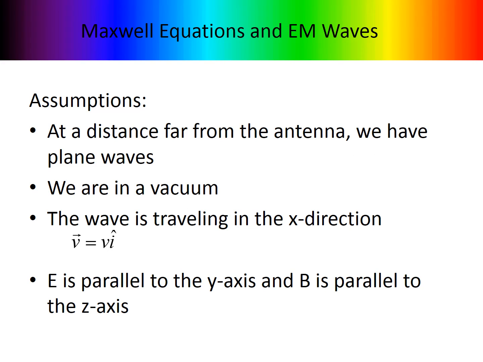Okay, so the assumptions that we're going to use from here forward are that we have plane waves, meaning we're far from the antenna. The electric and magnetic fields are traveling in a single direction. They're not curved. And we're operating in a vacuum, and the wave is traveling in the x direction, so that velocity is equal to speed times i hat. We're going to assume that the electric field is parallel to the y-axis, and the magnetic field is parallel to the z-axis. So let's get started.